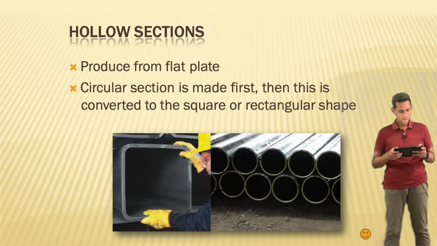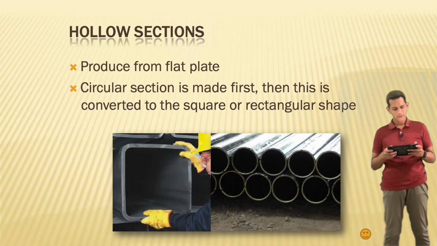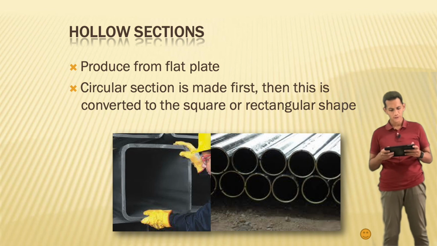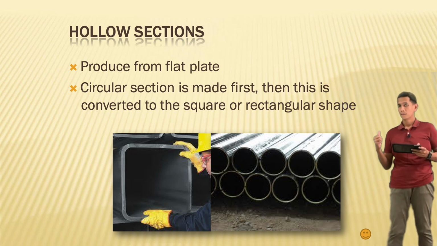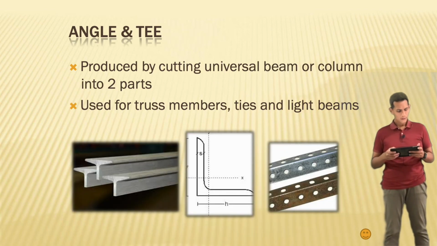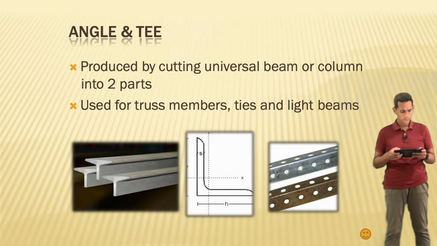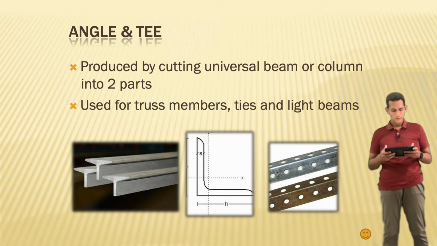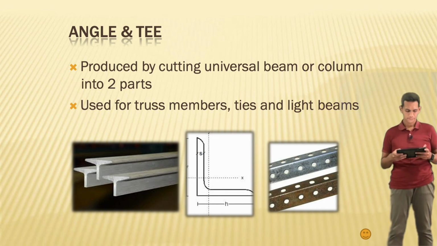Hollow section produced from flat plate. A circular section is made first, then this is converted to a square or rectangular shape as shown in the slide. Angle and T, produced by cutting a universal beam or column into two parts, used for truss members, ties, and light beams, shown in the figure. Angle and T.